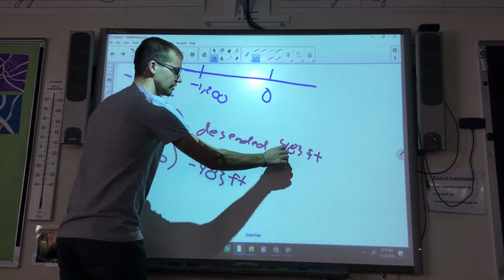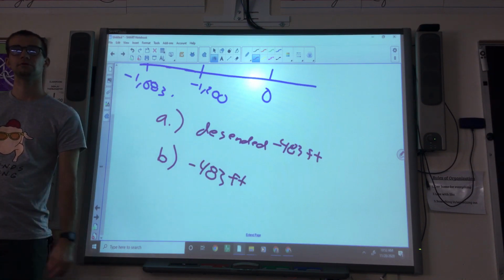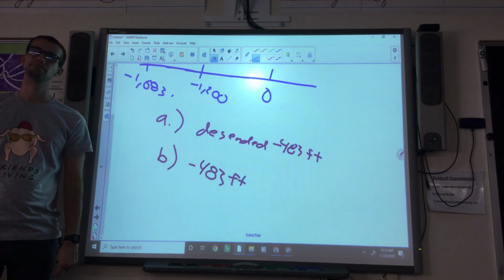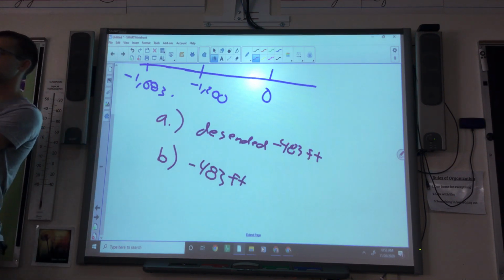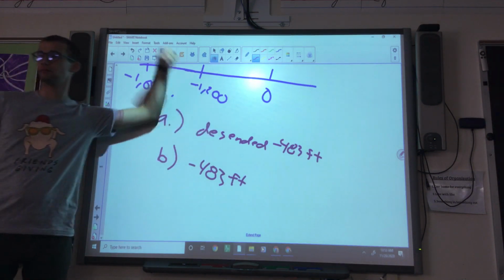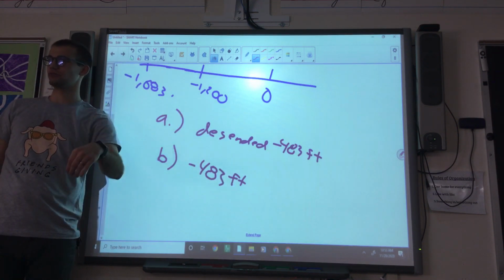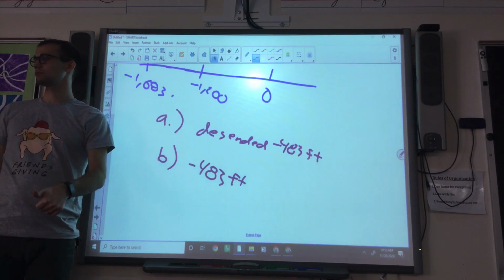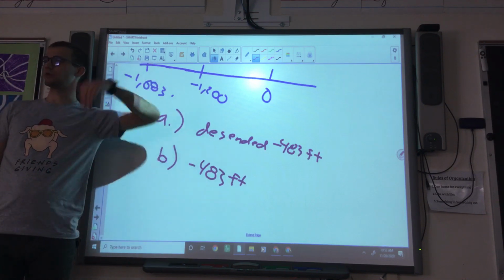If you said it descended negative 483 feet, why does that not make any sense? Because there are no negatives when you're at sea level. Kind of. You're putting two negatives there. Descended means you're going down, and negative means you're going down. So if you descend a negative, you're really just making it positive.